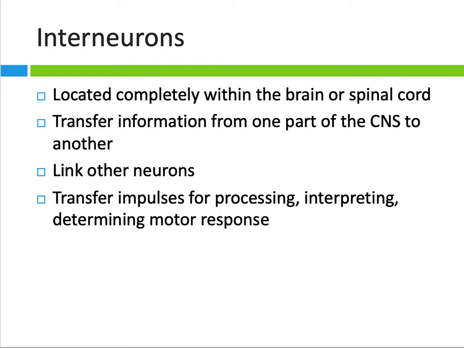Within the central nervous system, so the brain or the spinal cord, you have interneurons. Interneurons go between, and they're going to transfer information from one part of the central nervous system to another. They're going to link other neurons. The interneurons, as being part of the central nervous system, are important for transferring these impulses that are responsible for the integrative functions of the nervous system. So this is processing and interpreting information, interpreting it, and then determining the motor response.